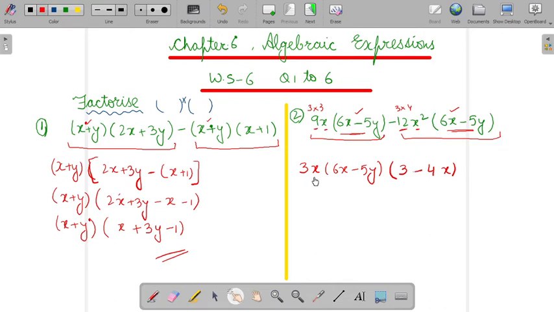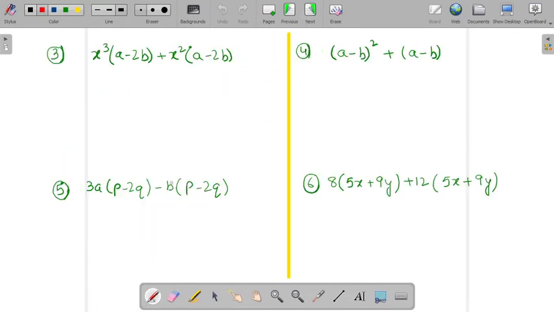Now observe again, all these three terms are in multiplication form. So it is in the factorization. Now next question. In question number 3, this is the first term, this is the second term. Now in question 3, this is one term and this is another term.